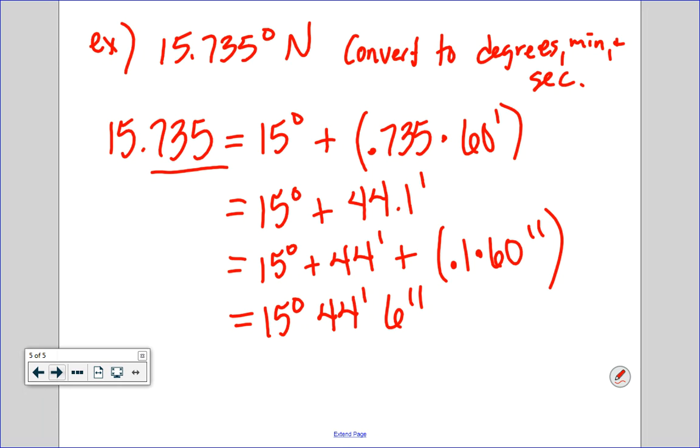So if you want to convert a longitudinal or a latitudinal value to degrees, minutes, and seconds, you just break it up into chunks. The whole number becomes the unit you're working with, and then you just take the decimal part and multiply it by 60 until you get rid of the decimal. Now, I'm not going to ask you to go lower than seconds. That's all the lower you're going to have to go is seconds.